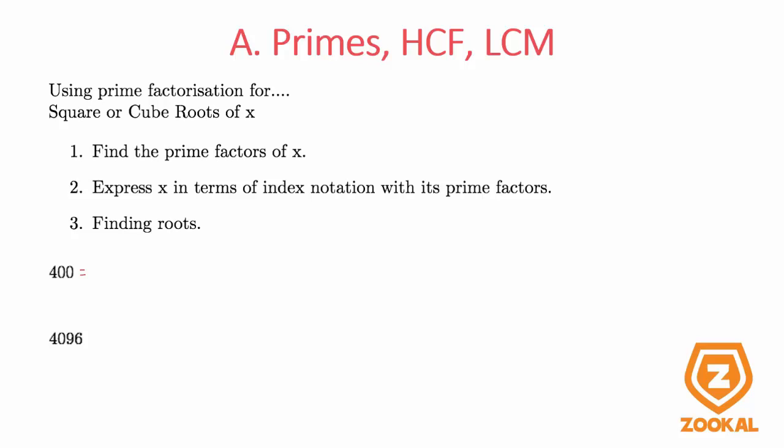In this case, x is 400. So the prime factors would be found, and then step 2 is to express it in terms of index notation. Let's express this in terms of index notation. Then we find roots. It depends on whether we want to find square roots or cube roots. Let's take the square root of 400. This means we are taking the square root of 2 to the power 4 times 5 squared.